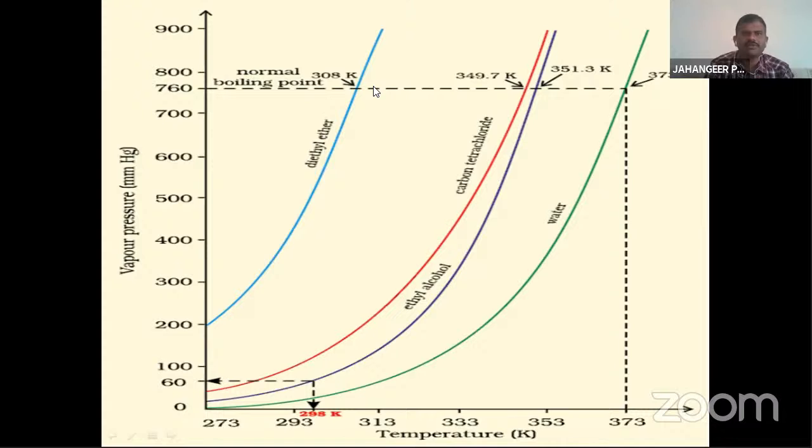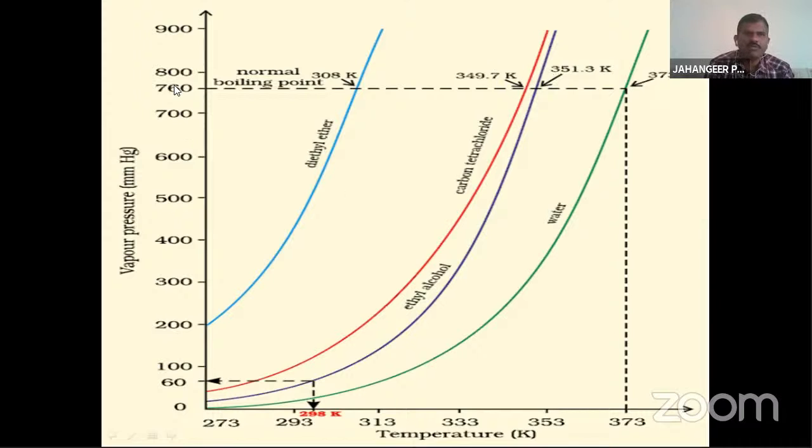Here, different curves are given, showing the boiling points of different liquids at different temperatures. Diethyl ether's boiling point is 308 kelvins, carbon tetrachloride is 349.7 kelvins, ethyl alcohol is 351.3 kelvins, and water is 373 kelvins. If converted into degrees Celsius, it becomes 100 degrees Celsius. Here the values are given in the Kelvin scale.